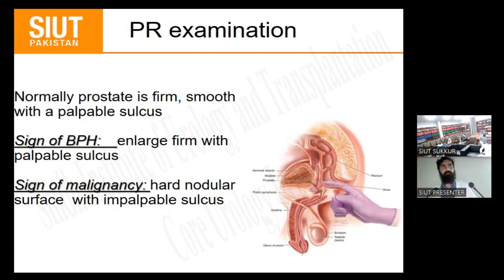Then you do the DRE. You see the characteristics of the prostate. You see how enlarged the prostate is. Whether it is tender. If it's tender, he has some sort of prostatitis going on.